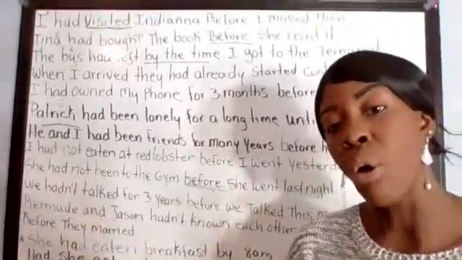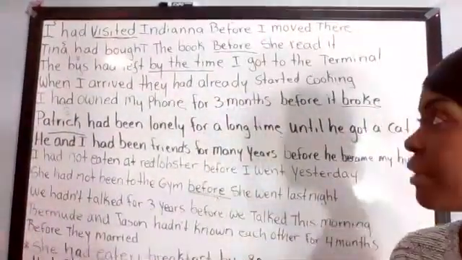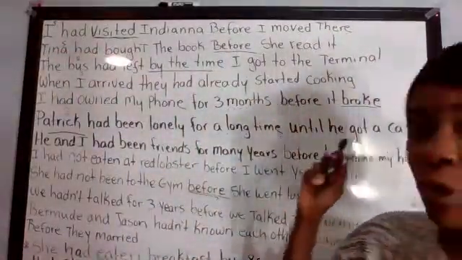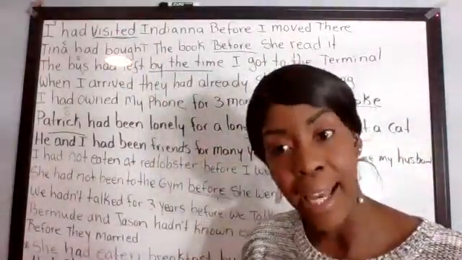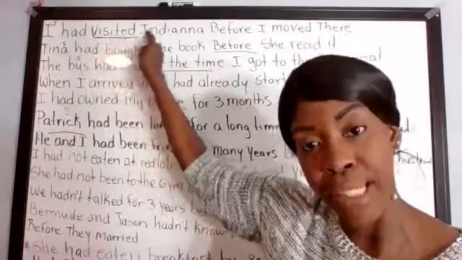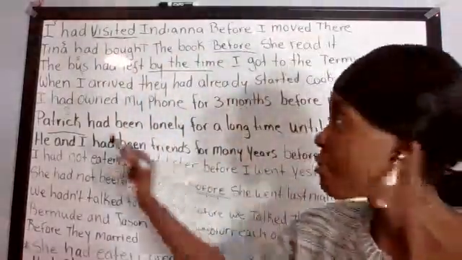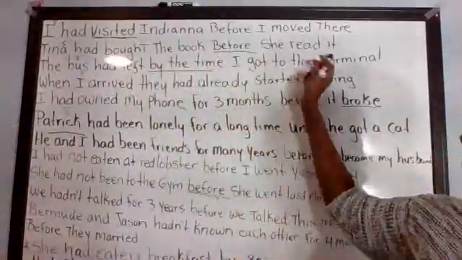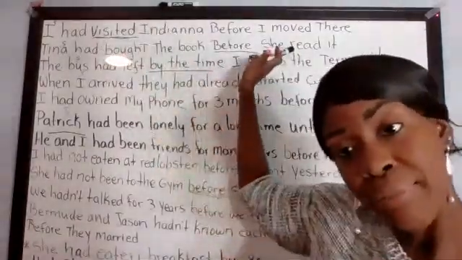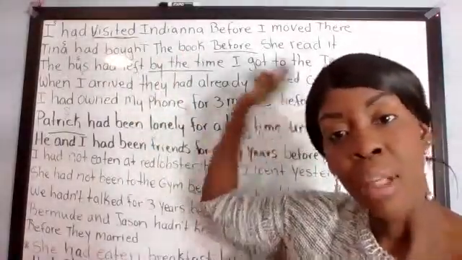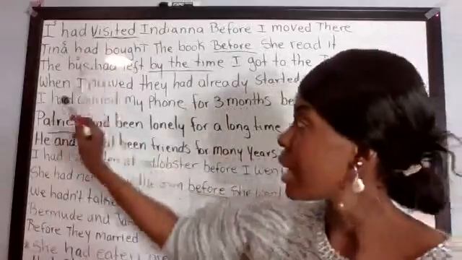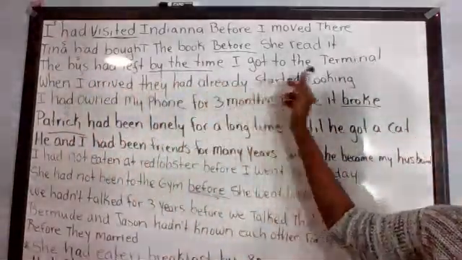So, I'm going to go over these one more time and I want you guys to listen carefully. I had visited Indiana before I moved there. First, I visited Indiana. Then, I moved there. These are the two actions that took place in the past. Next, Tina had bought the book before she read it. First, Tina had bought the book. Then, she read it. Next, the bus had left by the time I got to the terminal.